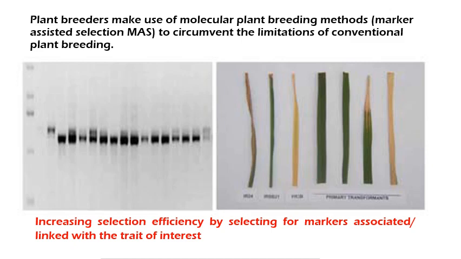Another thing about conventional plant breeding is that you have to wait for the plant to grow to maturity before you select which plant to use as a parent in your crossing. But with marker-assisted selection, the limitations have been circumvented.